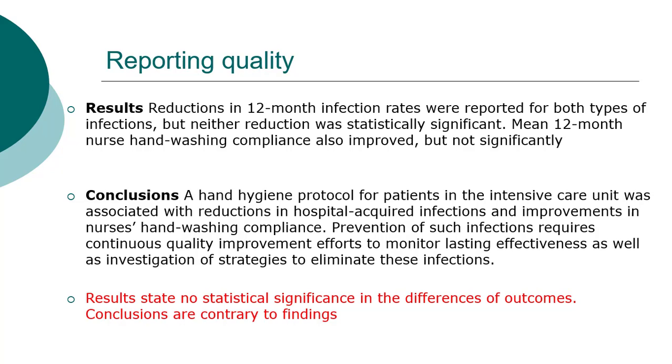The results say there was no statistical significance. If there was no statistical significance, we cannot say there was a significance. So there was no statistical validity here. The statistics say there was no significant improvement, whereas the conclusions are saying that it did. So we do not know what they meant. Results state no statistical significance and conclusions are contrary. That is questionable reporting quality. Even though it is definitely applicable to our population, the reporting quality is questionable. So there appears to be reporting bias.